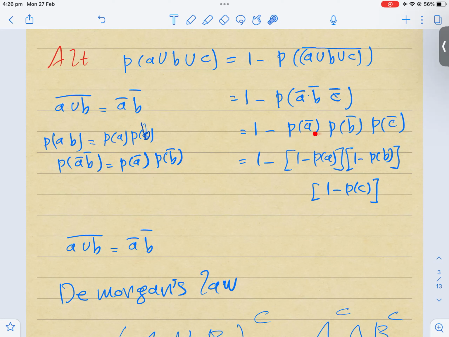So what's the usage of this one? Therefore I can write this triplet here: the probability of A bar, B bar, C bar is equal to the probability of A bar times the probability of B bar times the probability of C bar. So this remark as well is important.